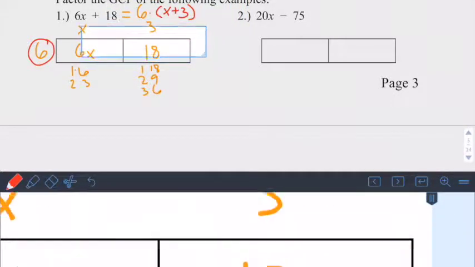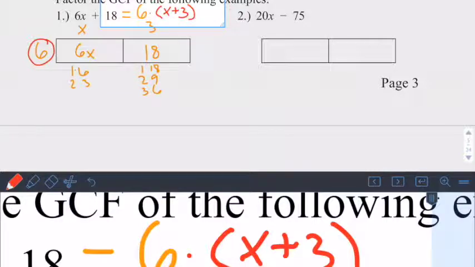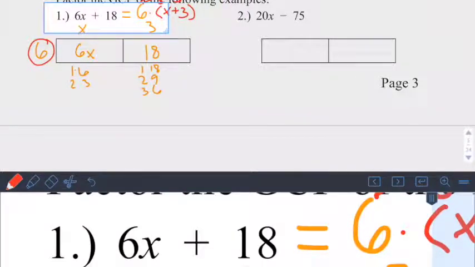Right? All I did was I went backwards. I could put the distributive property through and do 6 times x is 6x, and 6 times 3 is 18, but I just went backwards.